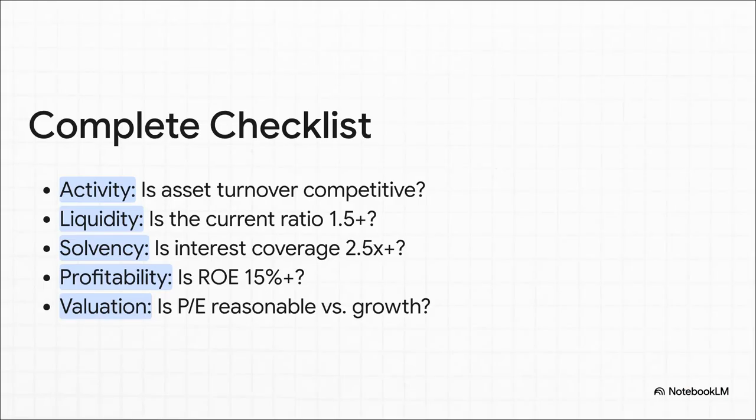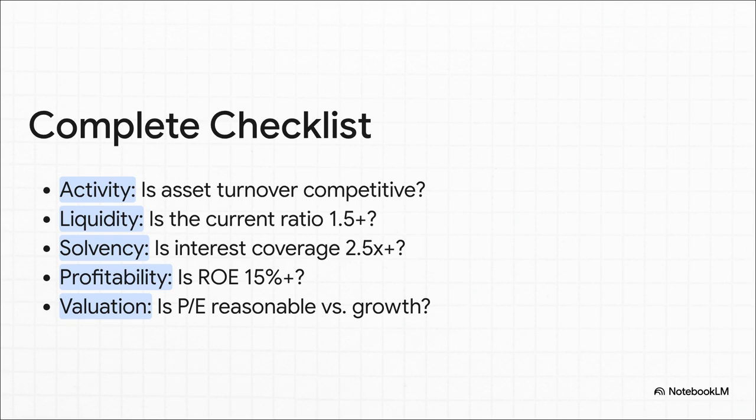So here's that full checklist in action. For activity, you're asking, is its asset turnover good compared to its peers? For liquidity, its short-term safety, you want to see a current ratio over 1.5. That means it has plenty of cushion to cover its immediate bills. Then solvency, long-term safety. Is its debt manageable? Is its interest coverage over 2.5 times? That shows it can easily handle its debt payments.